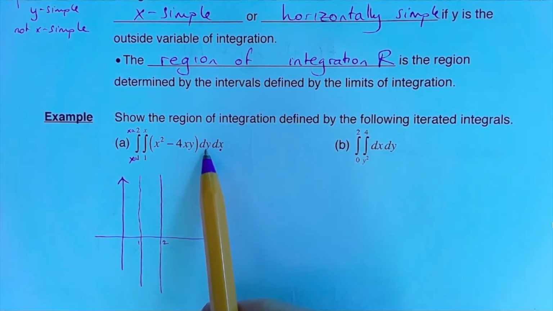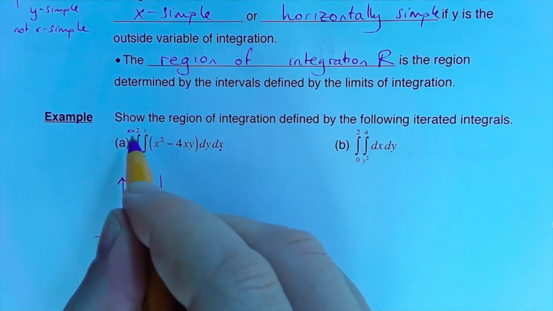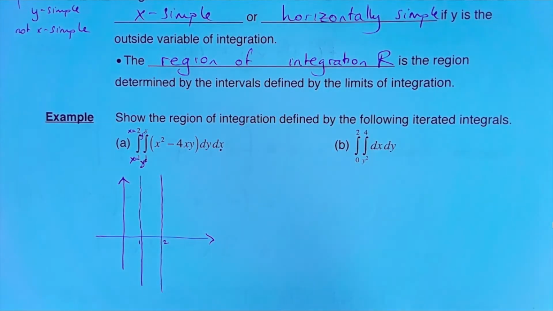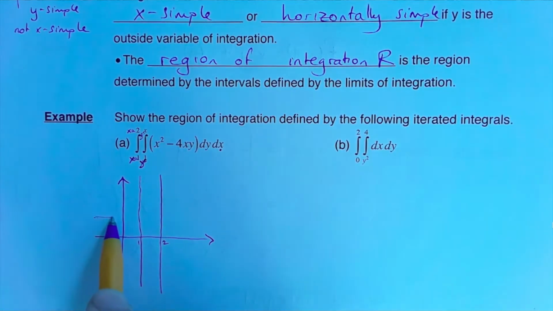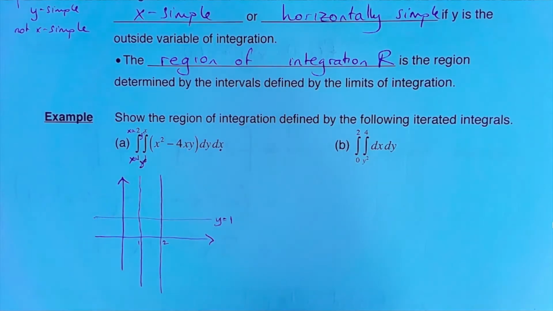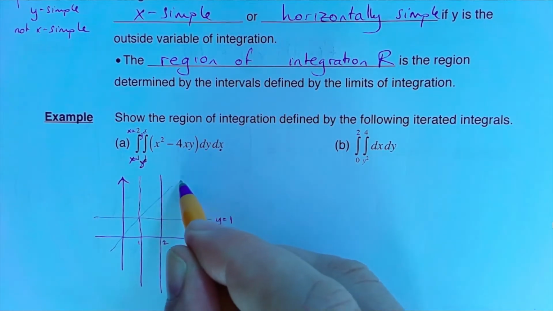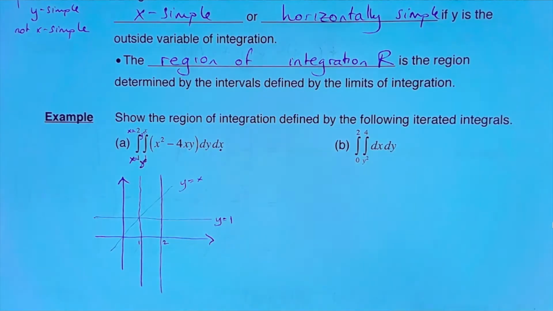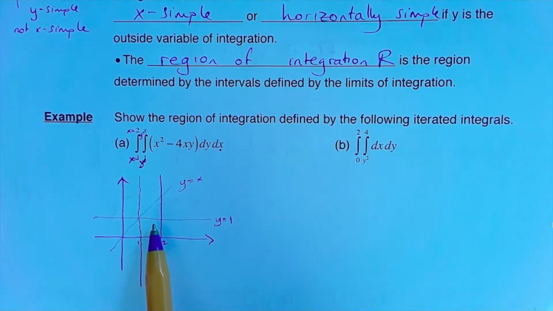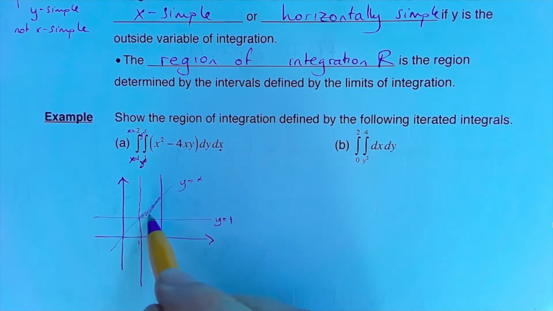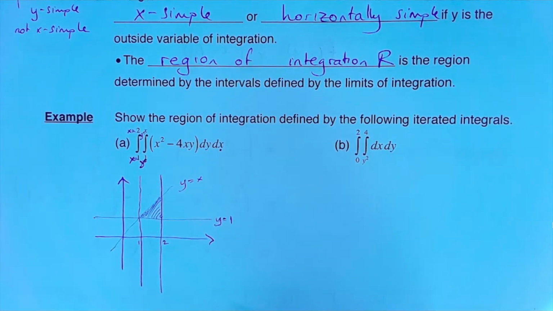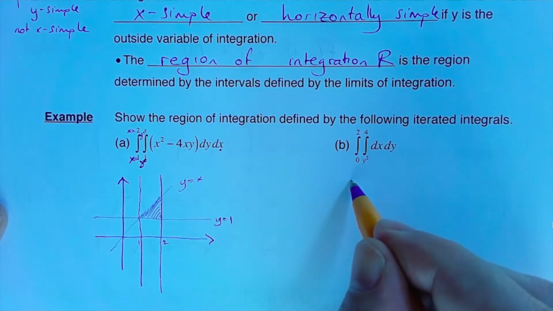What about y? y goes from y equals 1 to y equals x. So y equals 1 is like this, and y equals x is a line like that. When we have all this information, we can deduce where the region is. It's the region where x goes from 1 to 2 and y goes from 1 to x. So it's this triangle here. Let's do another example.